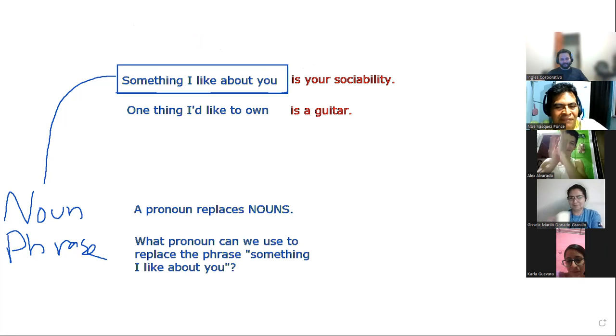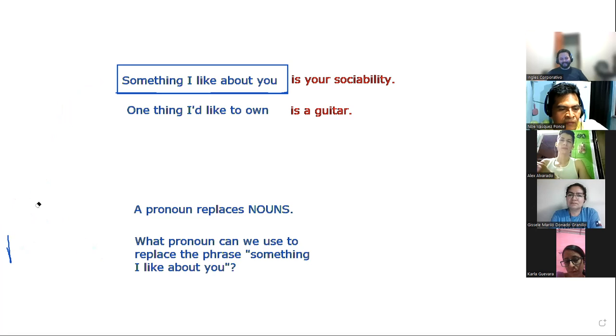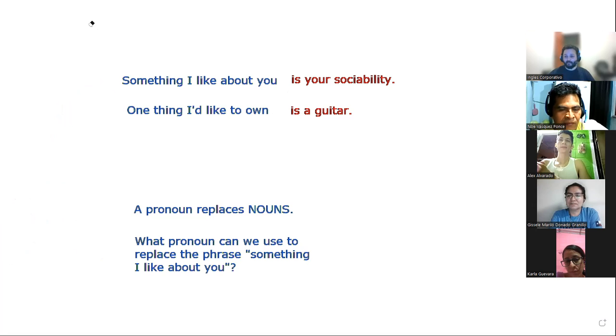There you go, okay? So one way, guys, you can determine if it is a noun clause or not is by thinking about if it can be replaced by a pronoun. In this example, we can replace "something I like about you." Instead of saying all of that, we can say "it." It is your responsibility. Got it?